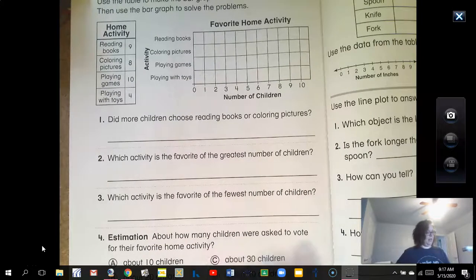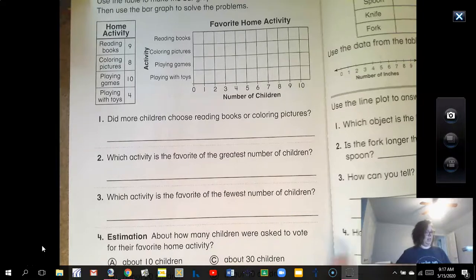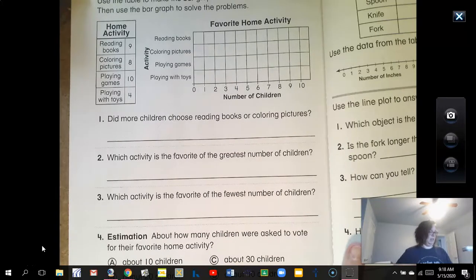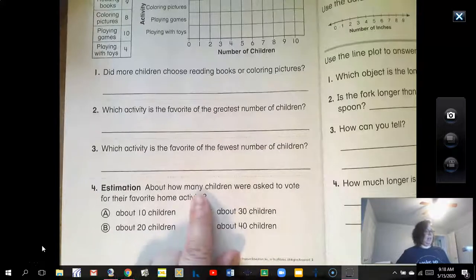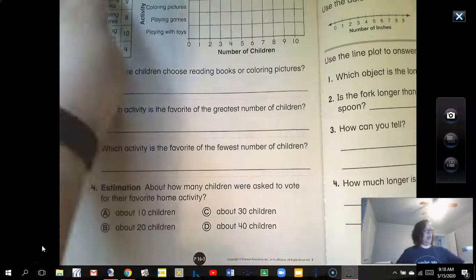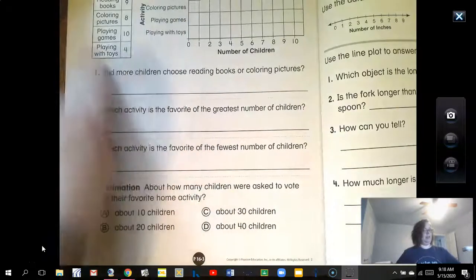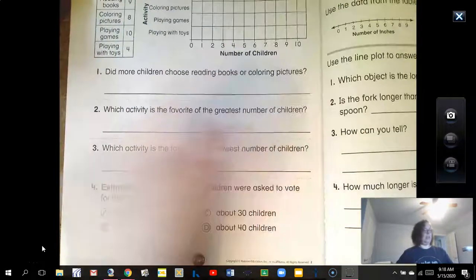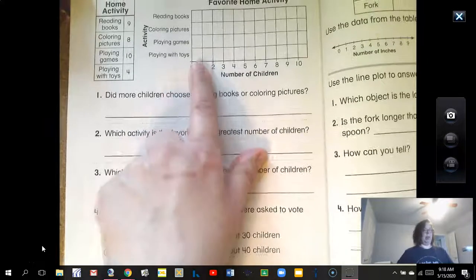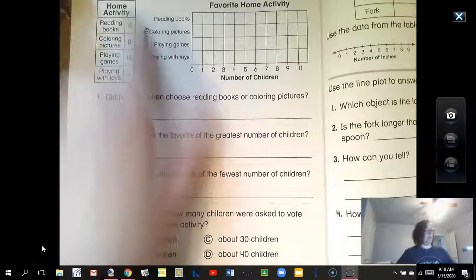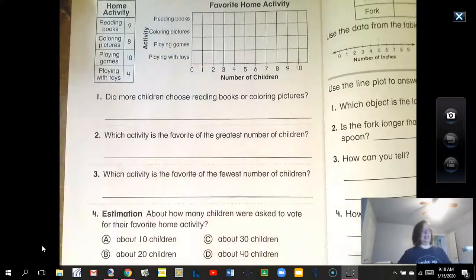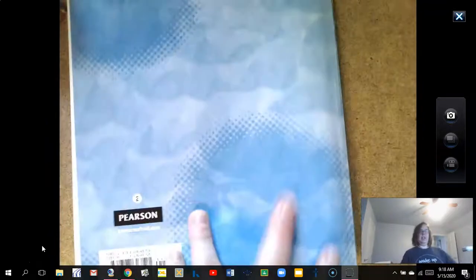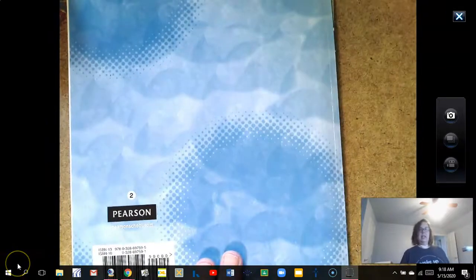And how many children were asked to vote for their favorite home activity? And you're going to say about how many. So for this one, how many children were asked to vote? Well, all of these children were asked to vote. Every one that you chart up here, that you graph up here. So you're going to have to do what to figure out how many children were involved in this activity. All right? Okay. Good luck. Do a great job. Color neatly.